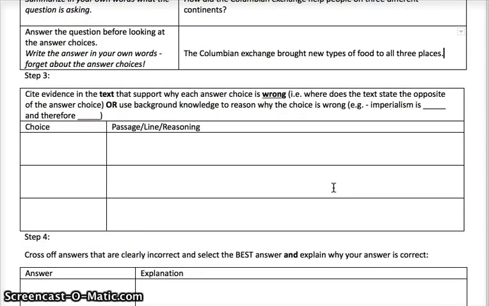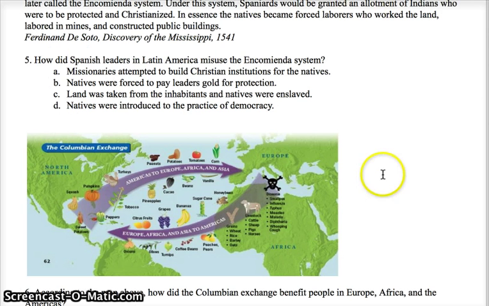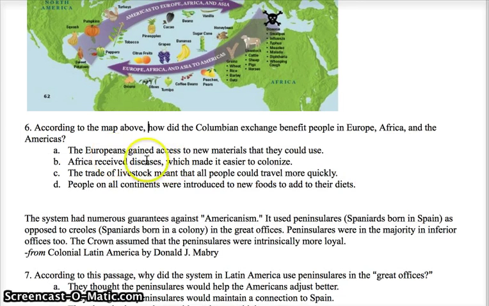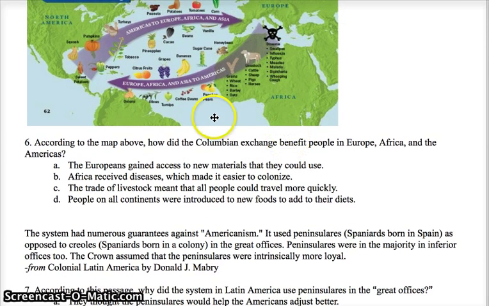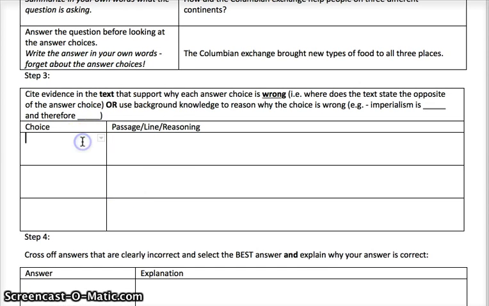So now our third step is to cite evidence in the text to support why each answer choice is wrong, or use our background knowledge to reason why the choice is wrong. So now we're going to look back at our answer choices. So answer choice A, the Europeans gained access to new materials that they could use. That's true, but the question's asking about benefiting people in 3 different places. So answer choice A could not be correct. My reasoning is the answer only talks about benefits to Europe.